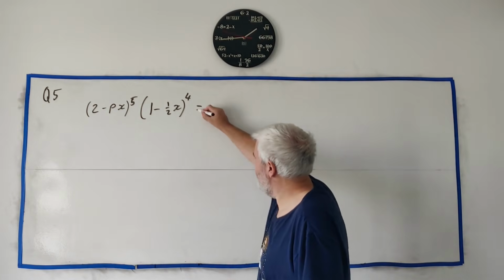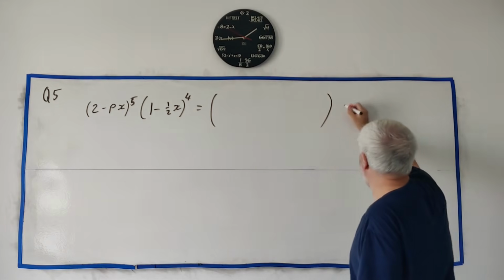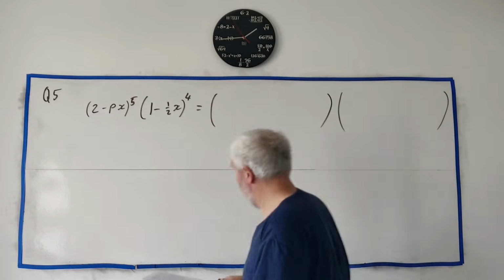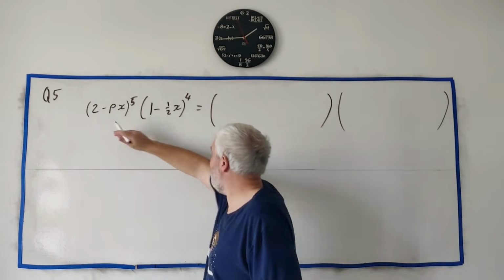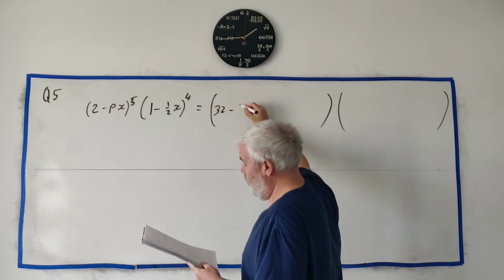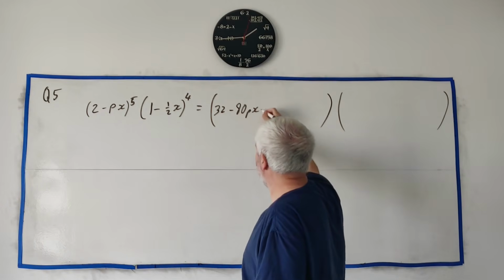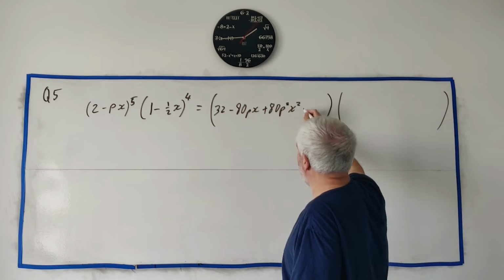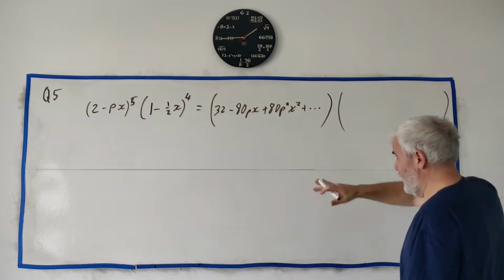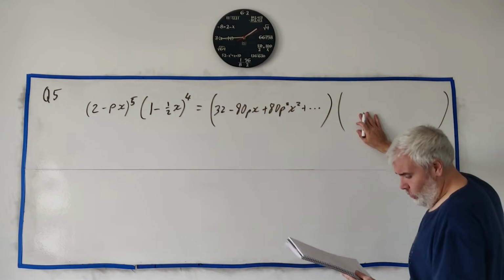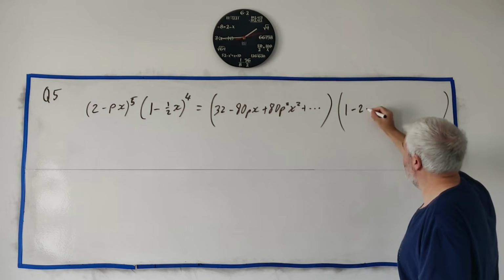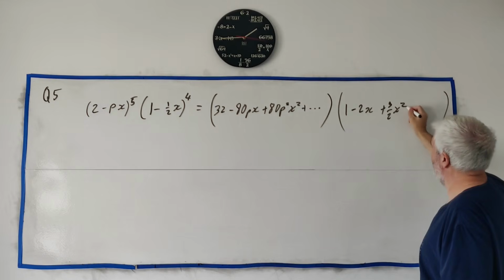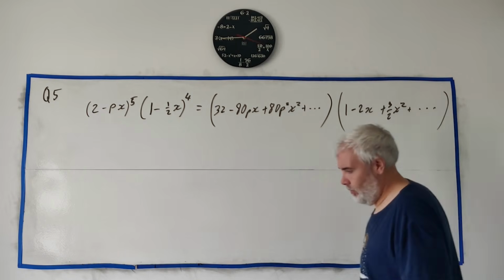They're talking about that. So obviously what we do is we use what we learned in the first part. So instead of this, let me write out this massive multiplication here. Let me just go to my notes. So first part, this guy expanded out to 32 minus 80px plus 80p squared x squared plus like loads more we didn't even bother with. And the second one expanded out to be 1 minus 2x plus 3 over 2 x squared, and again loads we don't even care about.